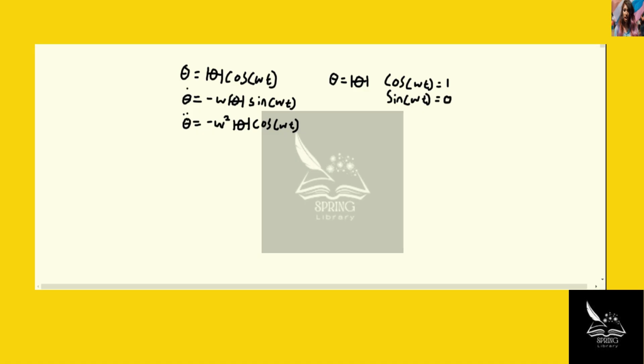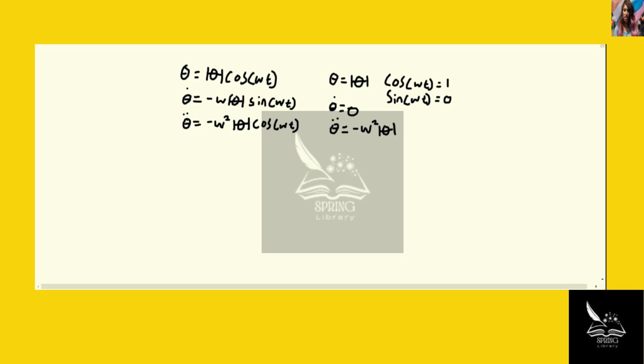Because we know that, it's pretty simple to find the expressions for the angular velocity and angular acceleration at these points. We can say that theta dot is going to be equal to 0, because that sine is going to go to 0. And we can say that theta double dot, the angular acceleration, is going to be equal to negative omega squared times the amplitude.